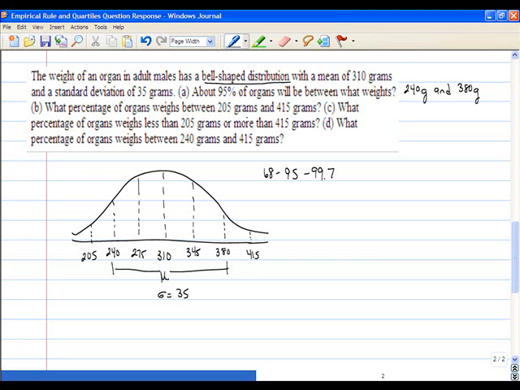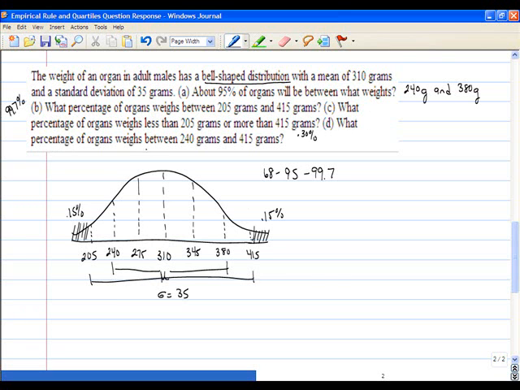What percentage of organs weighs between 205 and 415? So between 205 and 415, that will be our 99.7%. What percentage of organs weigh less than 205 or more than 415? So that's our area here and here. So that was the 0.15% and the 0.15%. So for that one, we've got 0.30%.